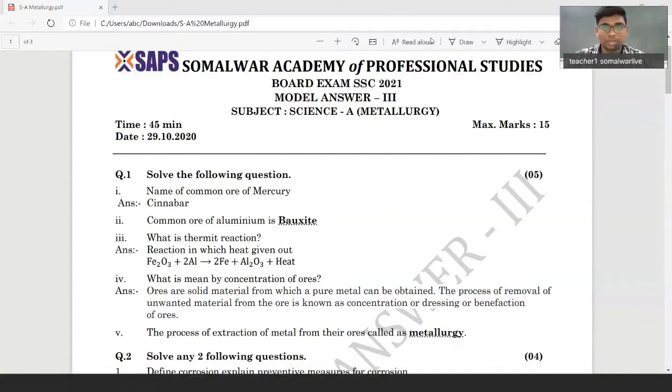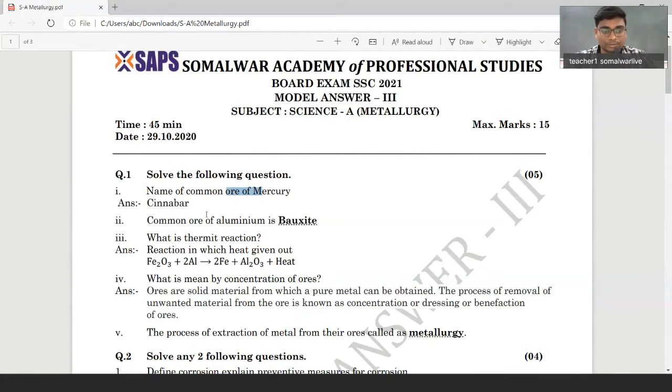Okay, now this is a model answer for Science 1, metallurgy. Quickly moving to the first question. It is a very easy paper. Name the common ore of mercury: it is cinnabar. So remember the name, cinnabar is the common ore for mercury.